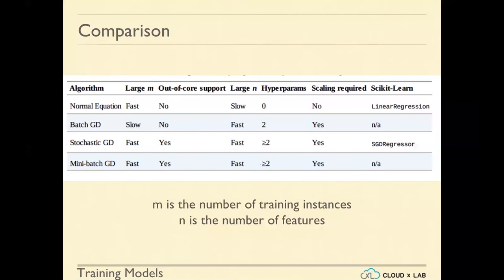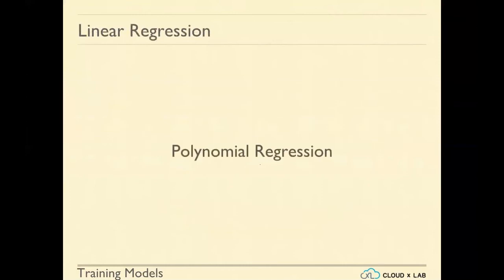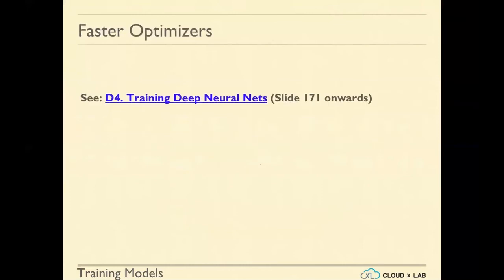All right. So in simple words, if your number of records or number of features is too high, never use the normal equation. If your number of instances is too high, never use batch. Either use stochastic or use mini-batch. Also, there are faster optimizers.